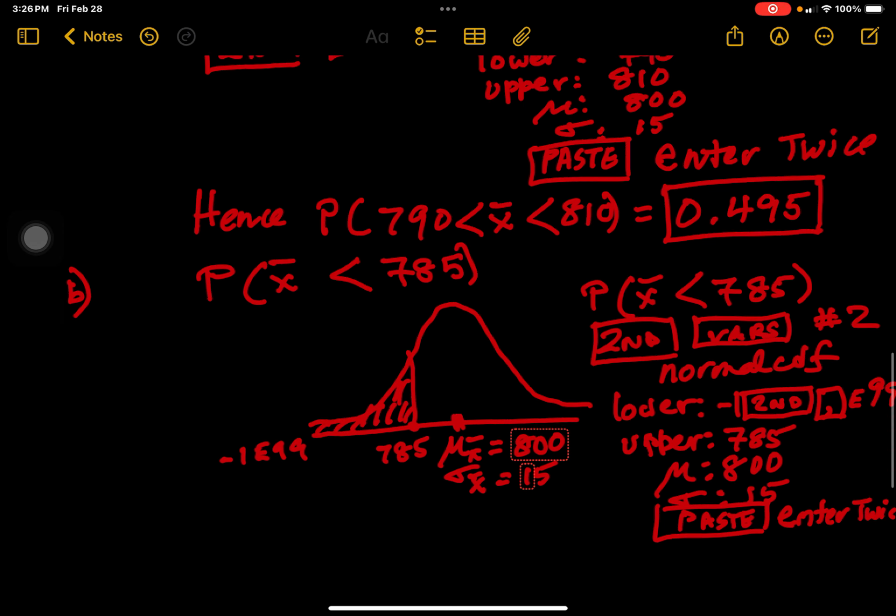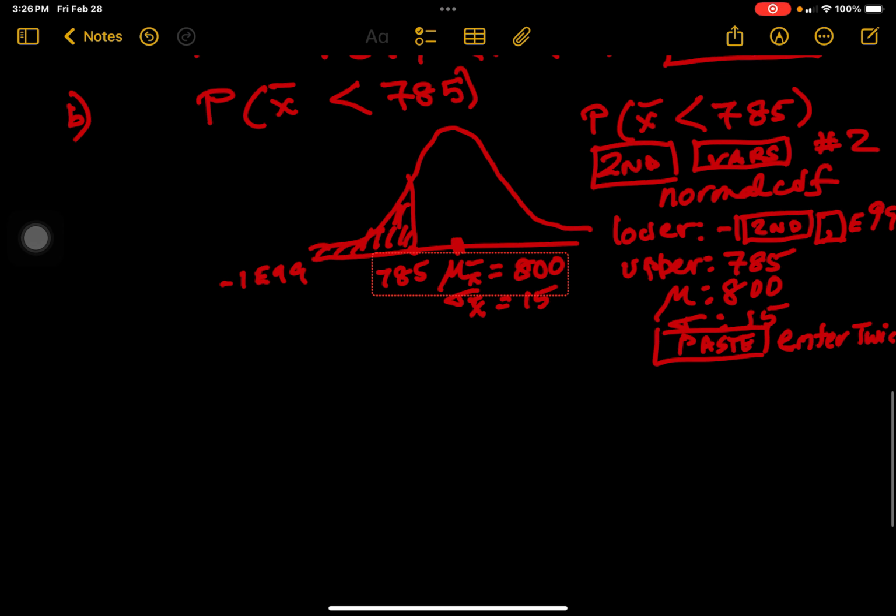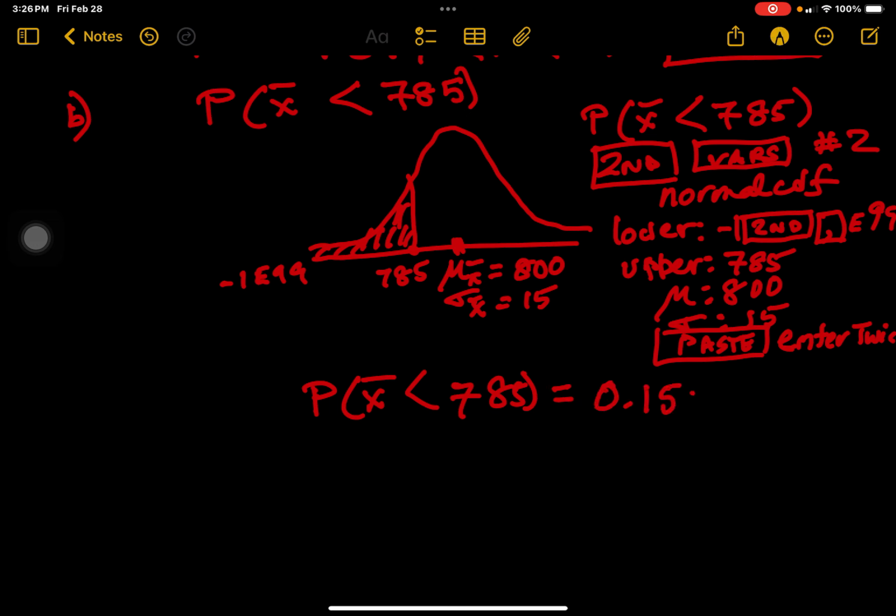Okay. So hence P(x bar less than 785) is equal to 0.1587, or there is a 15.87% chance that the sample mean will be less than 785.